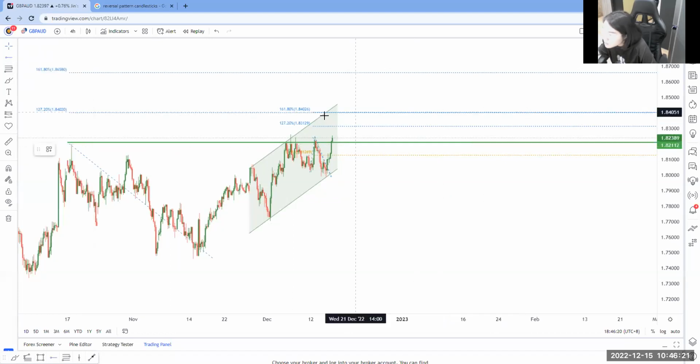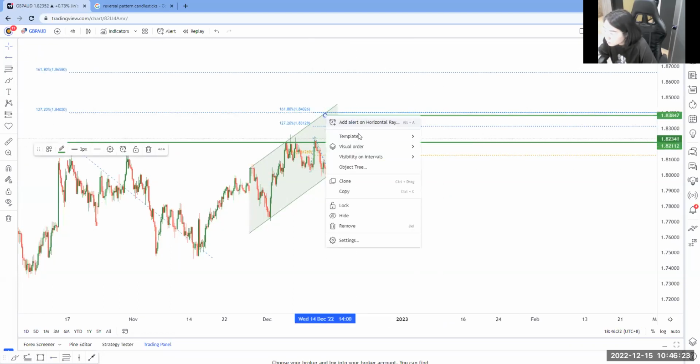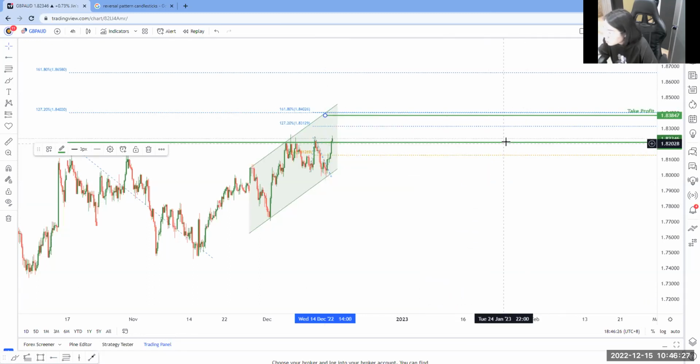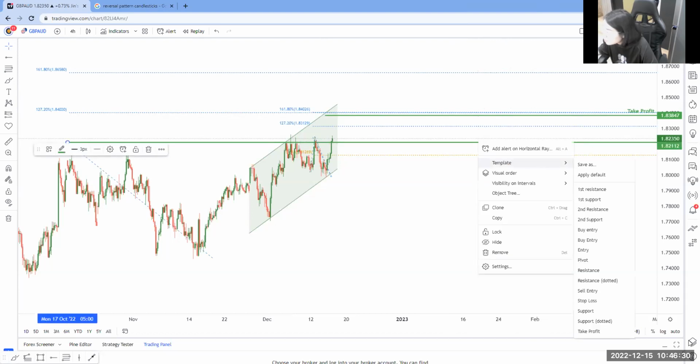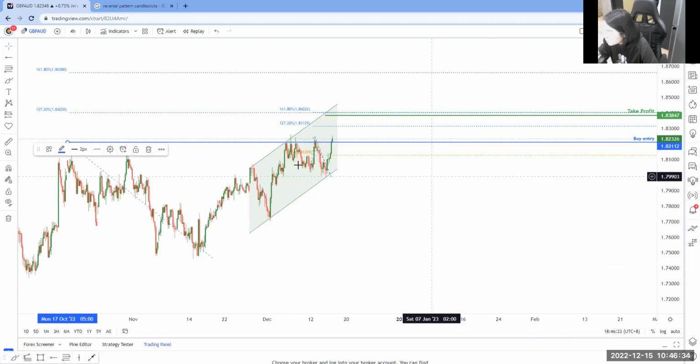Okay, I'm going to put a take profit just slightly below. This will be your take profit. This will be your buy entry. And this will be your stop loss.